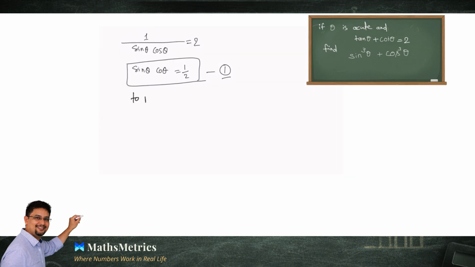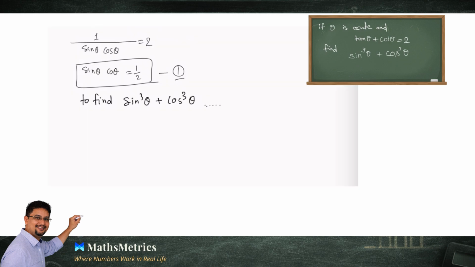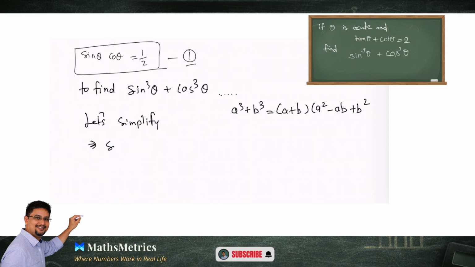To find sin³ θ plus cos³ θ, we know that a cube plus b cube equal to a plus b into a square minus ab plus b square. Sin theta plus cos theta into sin square theta minus sin theta cos theta plus cos square theta.